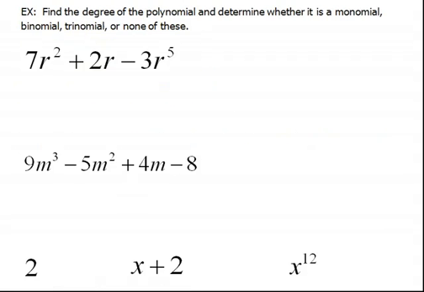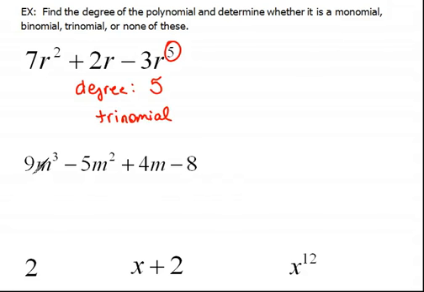So let's go through here and do a couple of quick examples. Find the degree of the polynomial and determine whether it's a monomial, binomial, trinomial, or none of these. In this first example, we want to know what our degree is first. Remember, the degree is the highest power of the variable. So in this case, it would be a 5. There are 3 terms here, so this would be a trinomial.